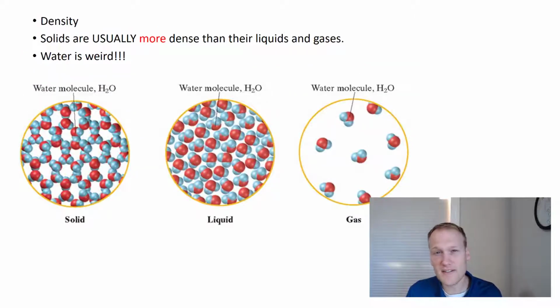One property of solids is that they're typically more dense than their liquid counterparts. This is because the molecules or particles are closer together because of the stronger intermolecular forces and take up less space. As we've talked about before, this isn't the case for water. The way that water crystallizes leaves gaps in the crystal structure, which actually means that solid water is less dense than liquid water. This is why ice floats, icebergs float, because they're less dense than the liquid they're in.